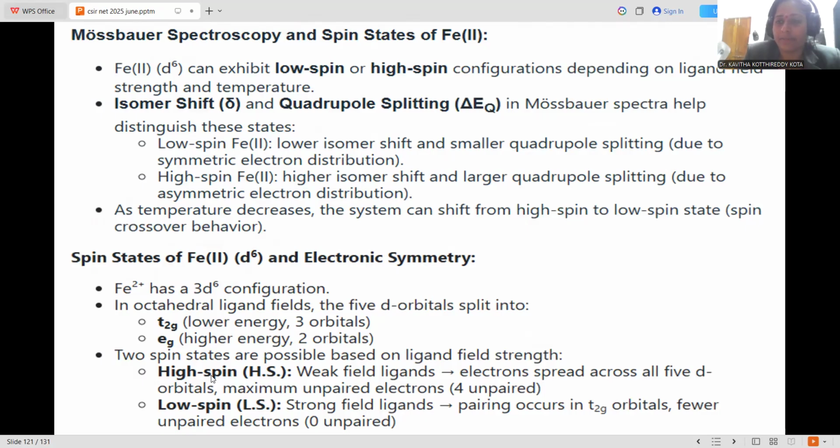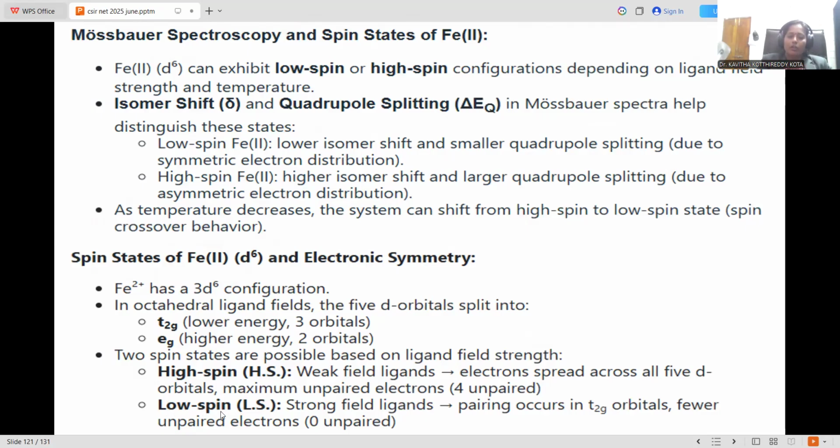High spin is found for this complex whenever weak field ligands are present and electrons spread across all five d orbitals. Instead of pairing, all electrons in the complex go for occupation of the entire set of orbitals. All five orbitals get occupied.